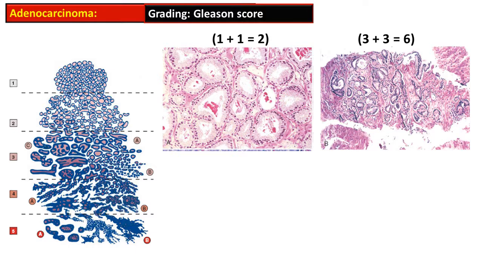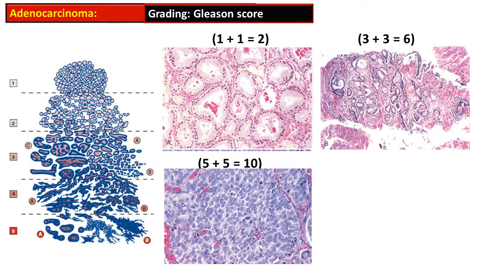The score is 6. Then this is highly malignant, poorly differentiated tumor. The Gleason score is 10, and the tumor is composed of sheets of malignant cells.